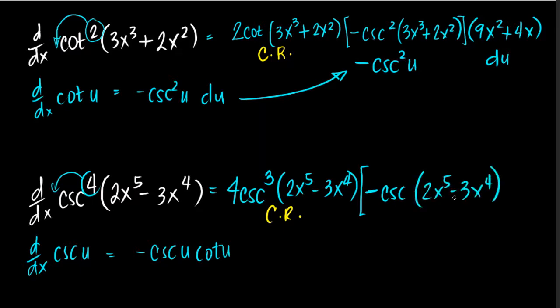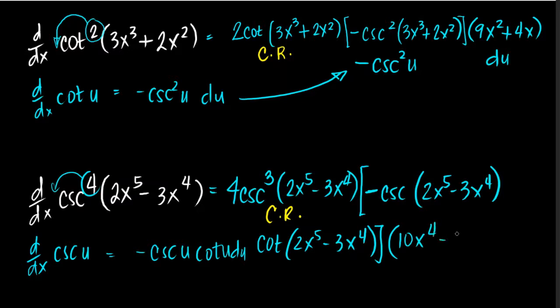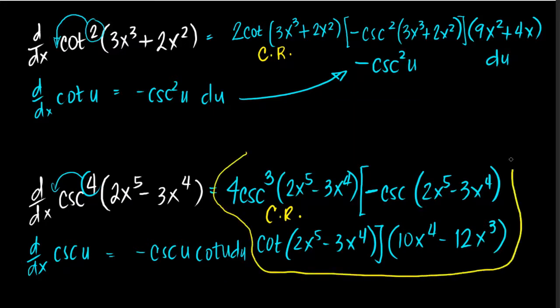Okay. Cotangent. Cotangent u. Okay. So, bracket again. And finally, du. Oh, I haven't put du yet. So, derive u is 10x to the 4th minus 12x cubed. So, the whole answer for this example is this. We did chain rule first. And then we have here negative cosecant u, cotangent u, du.